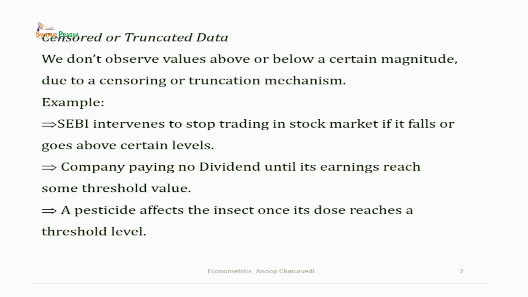A pesticide affects the insect once its dose reaches a threshold level. So, if the dose of the pesticide is below the threshold level, then it is not going to affect the insect. Actually, the same phenomenon is true for many medicines also. If the dose of the medicine does not reach a certain prescribed level or certain threshold level, then it does not affect.